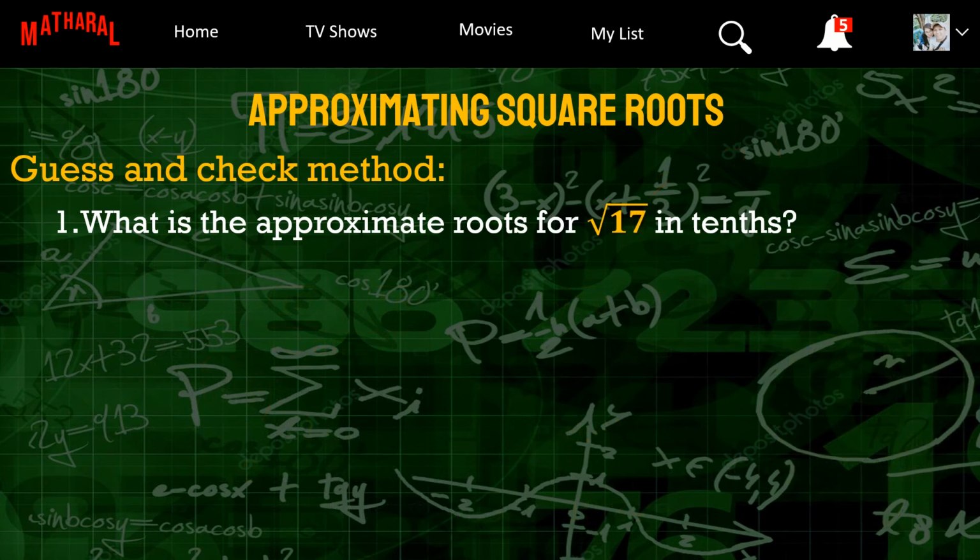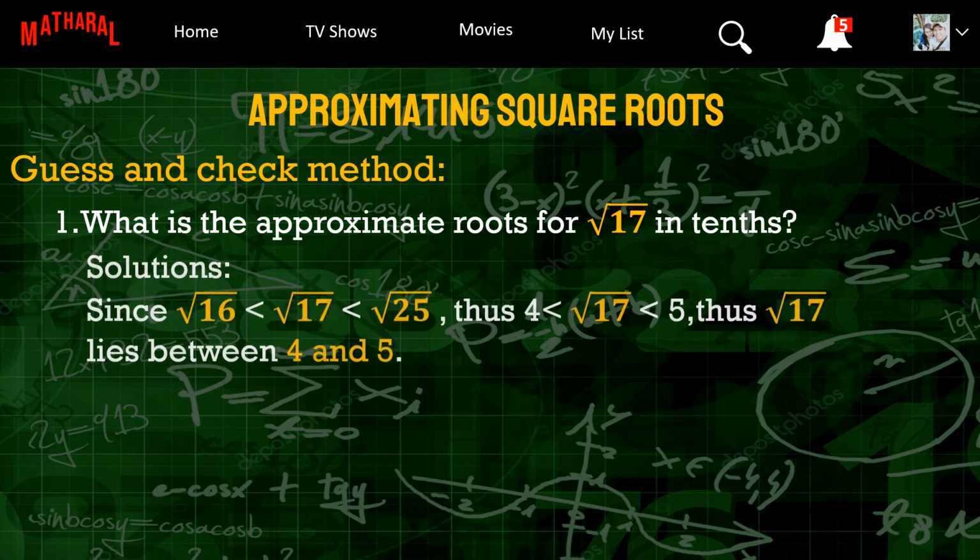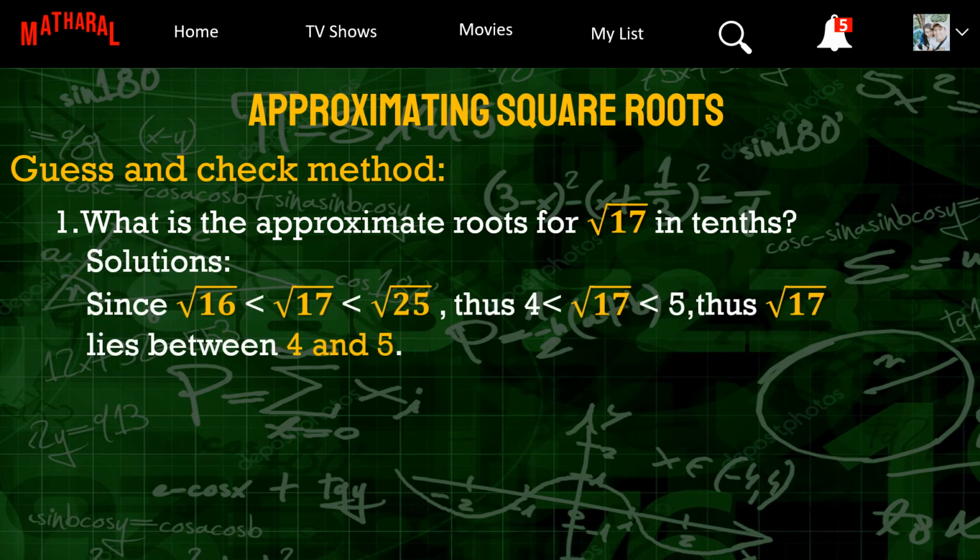Okay, for another example of the guess and check method, we're asked to approximate the square root of 17 to the nearest tenth again. Using the same concepts, rewrite the square root with its perfect squares to the left and to the right, the nearest ones. So it is between the square root of 16 and the square root of 25, the perfect squares of 4 and 5.